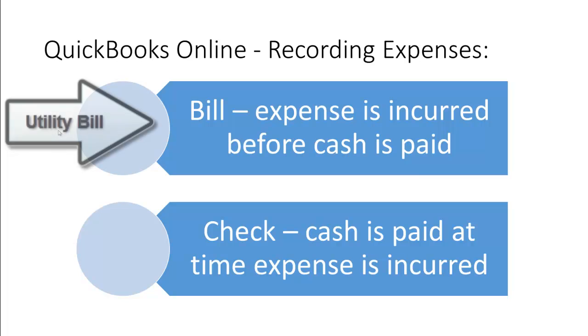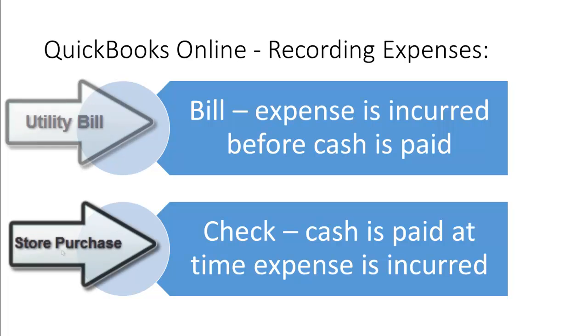A very simple example is your utility bill. You get the utility bill at the end of the month after you've already used the electricity, and chances are you don't pay it on the same day that you get it in the mail. You put it in a drawer somewhere and you pay it on the 10th of the next month. So you can enter that into QuickBooks Online on the date that you receive it or the date of the bill, and QuickBooks Online will do the accrual accounting for you.